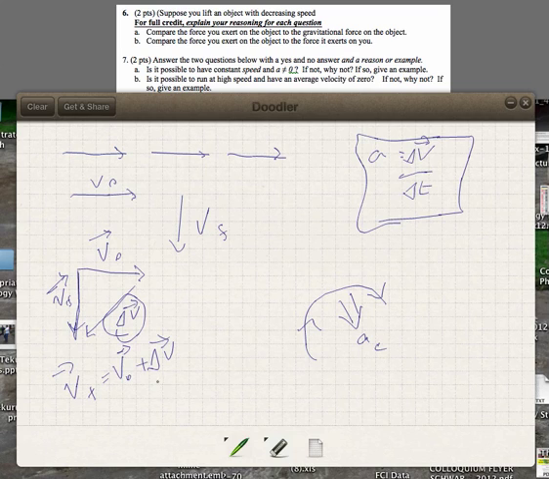What we know is that acceleration equals change in velocity over change in time. So change in velocity is acceleration times change in time. v final is equal to v naught plus acceleration times time. Last one.